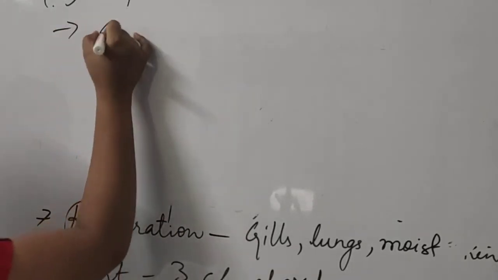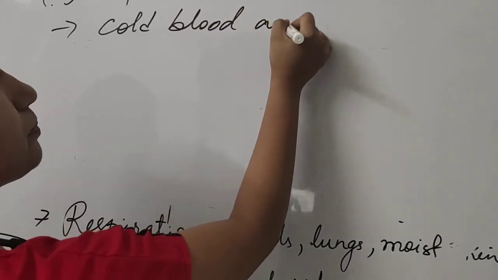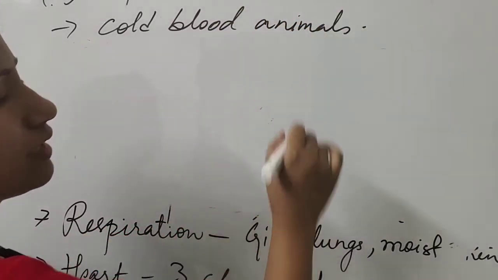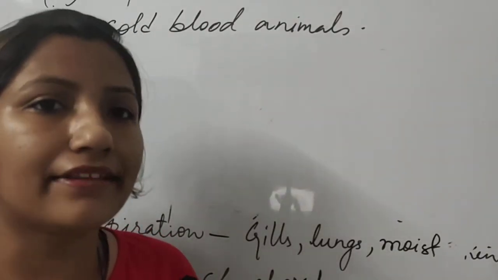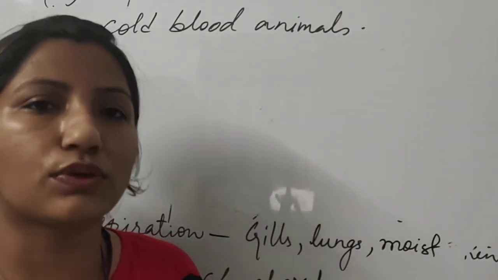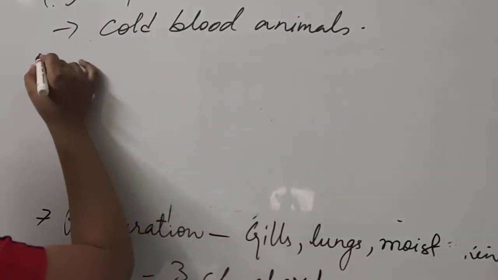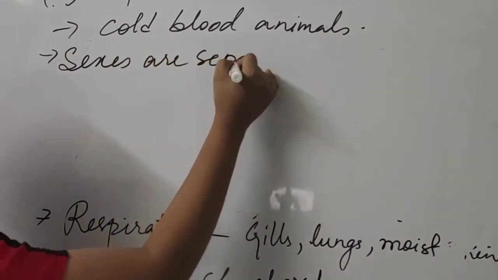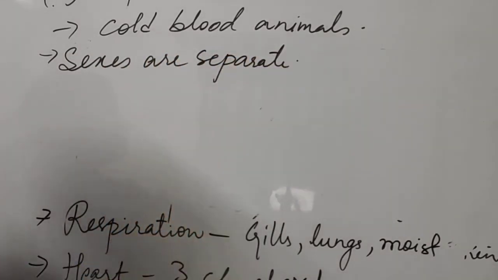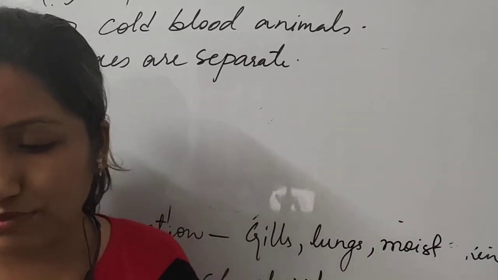They are cold-blooded animals. Cold-blooded animals are also known as poikilotherms. Cold-blooded animals can't maintain a constant body temperature, so that's why they need to hibernate or estivate. And their sexes are separate, so they need another individual, a mate, for reproducing.